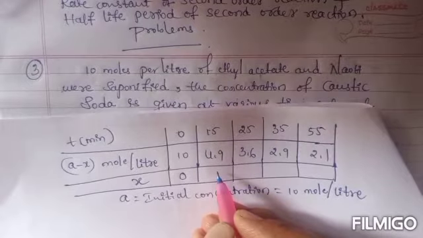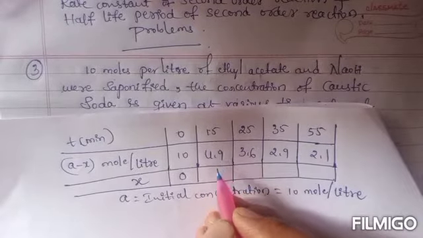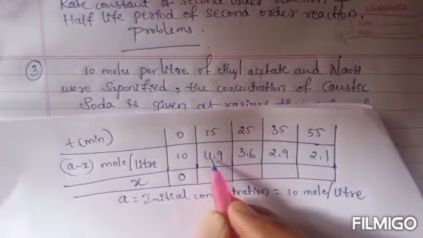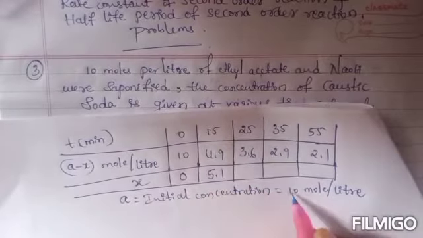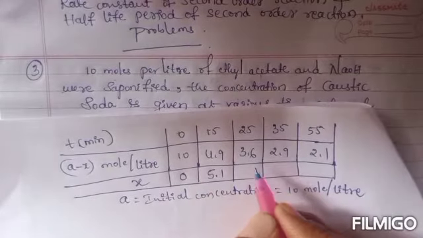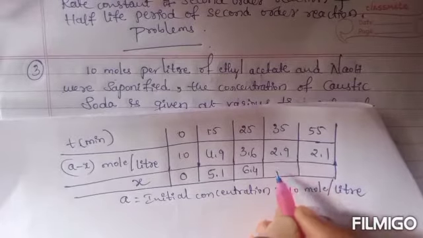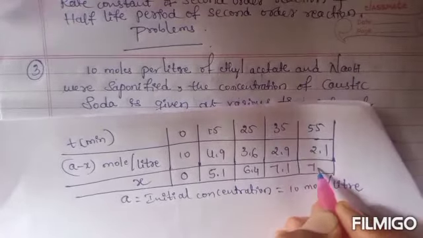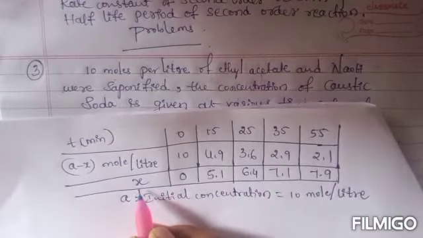Then at this 4.9, A minus X means 10 minus 4.9 will get 5.1, 10 minus 3.6, 6.4, 10 minus 2.9, 7.1, 10 minus 2.1, 7.9. This is the concentration of X.